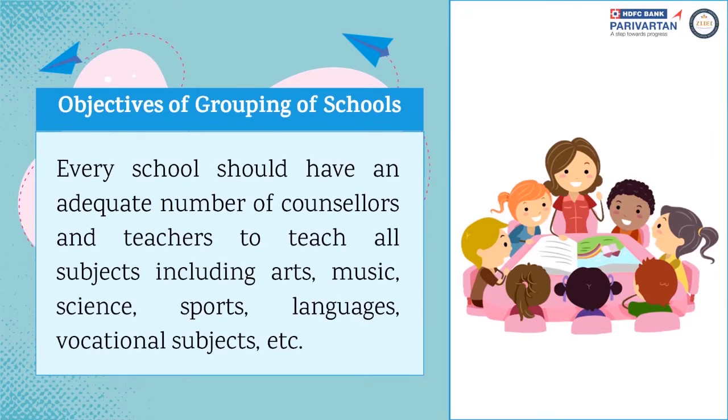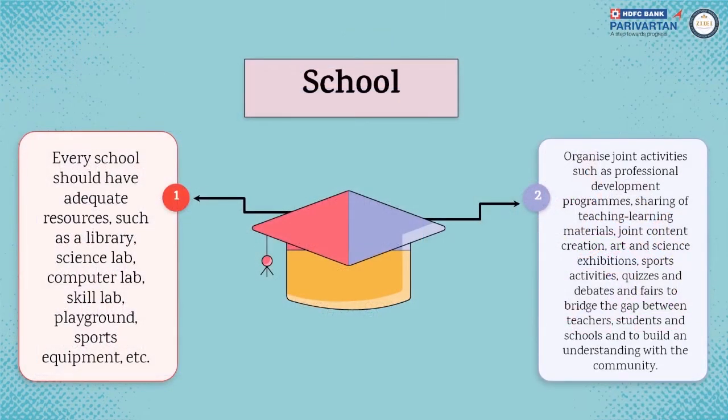Every school should have an adequate number of counselors and teachers to teach all subjects, including arts, music, science, sports, languages, vocational subjects, etc. Every school should have adequate resources such as a library, science lab, computer lab, playground, sports equipment, etc. To bridge the gap between teachers, students, and schools, and to build an understanding with the community, the schools should be able to organize joint activities such as professional development programs, sharing of teaching learning materials, joint content creation, art and craft, exhibitions, sports activities, quizzes, debates, and fairs.